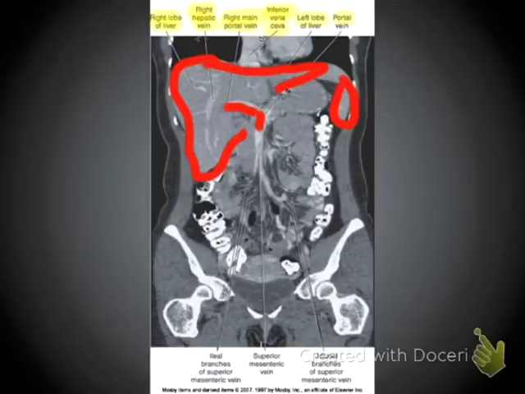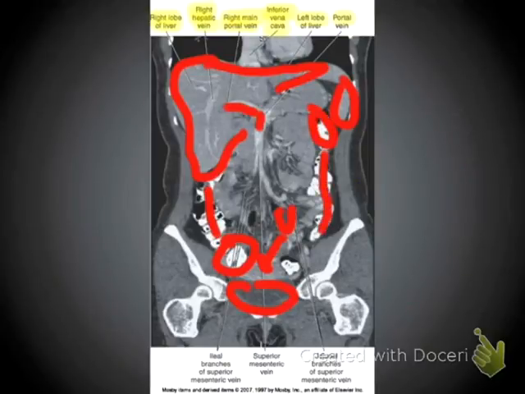However, we also do have the bladder. Looks like uterus here. Cecum. Ascending colon, splenic flexure, descending colon, and this is probably sigmoid here. Some part of sigmoid.